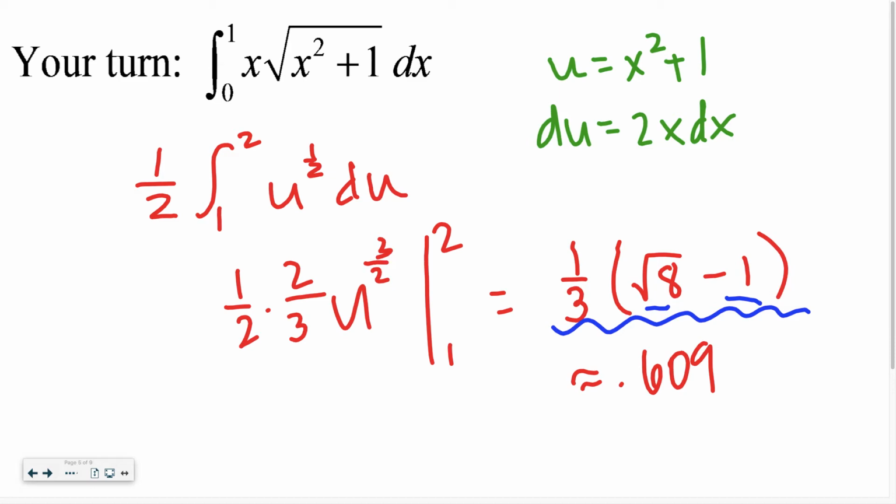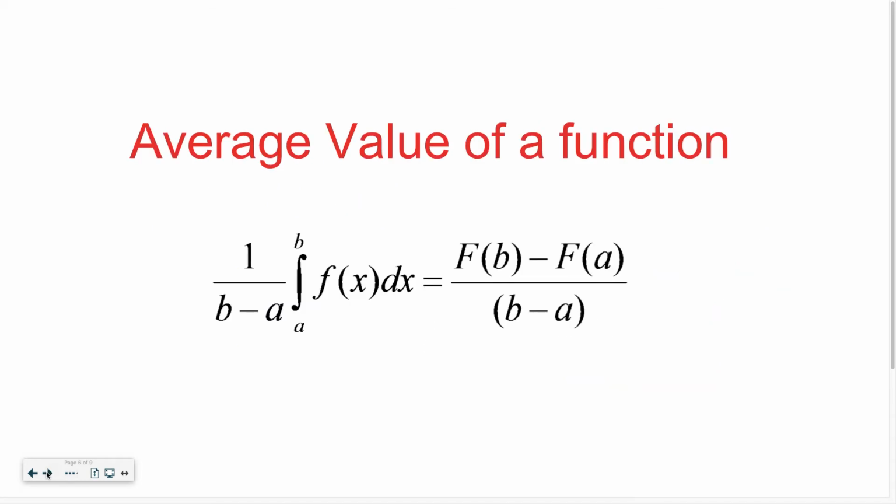Well, if I want to find the average value of a function, what we can do is use that area and divide out one of the dimensions. Okay? So I'm going to let you write it down first, and then I'll talk about what it means. So this is the average value of a function. And really, as long as you have this part over here, this is just the fundamental theorem of calculus on the right.